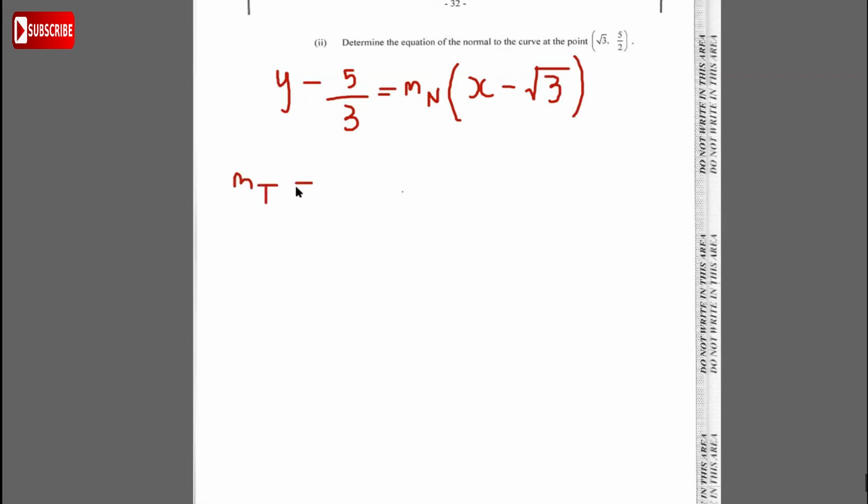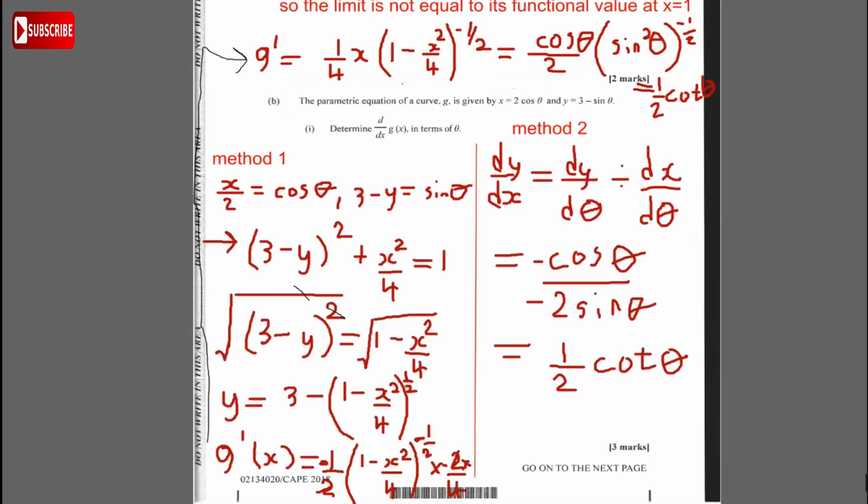So the gradient of the tangent is just going to be, now this is when x is root 3. So the good thing is, you can find a gradient from this. Just plug in x as root 3 and get the gradient. Or if you want to use this formula, you need to find the value of theta that will give you x to be root 3. So from this here, x is 2 cos theta. What's the value of theta to make x be root 3?